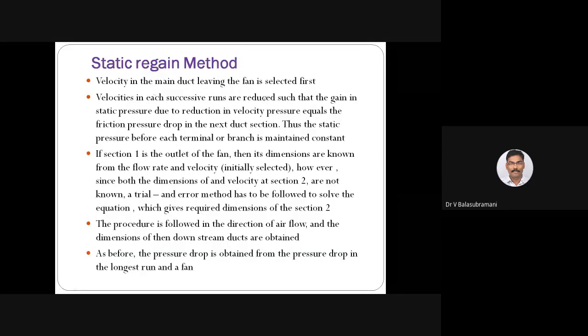The velocity in the main duct leaving the fan is selected first. The velocity in each successive run is reduced such that the gain in static pressure due to the reduction in velocity equals the friction pressure drop in the next duct section. So when the velocity is reduced, it is a gain in static pressure. Thus the static pressure before each terminal or branch is maintained constant. If section 1 is the outlet of the fan, then its dimensions are known from the flow rate and velocity. However, since both the dimensions and velocity at section 2 are not known, the trial and error method has to be followed to solve the equation.